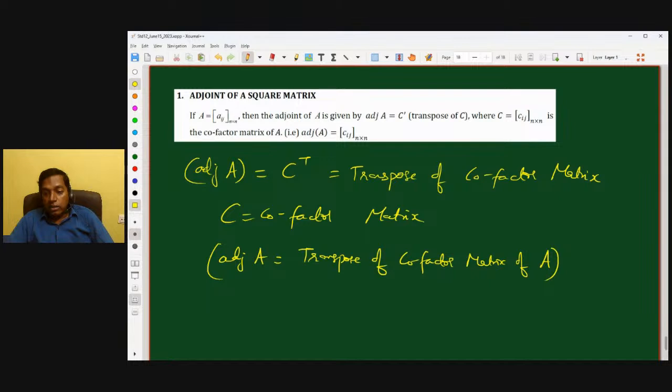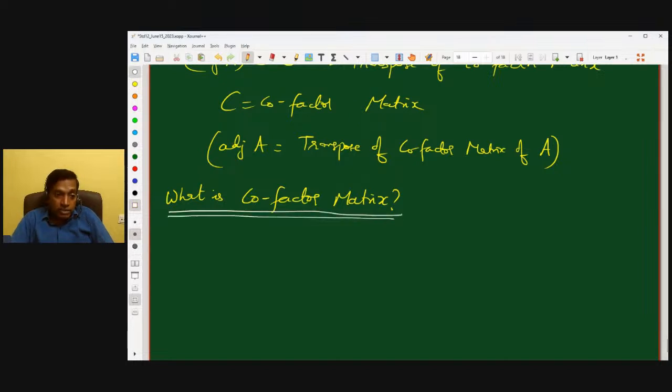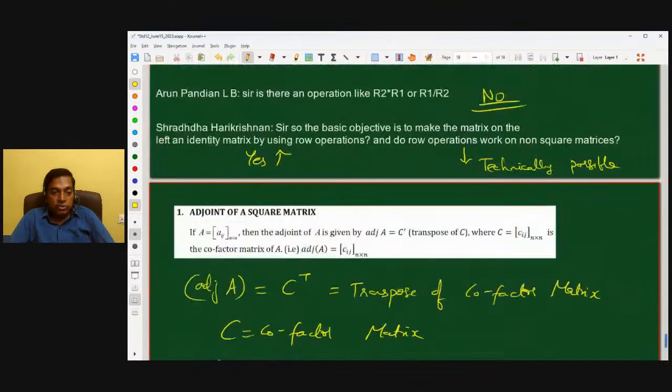Okay. What is the cofactor matrix? This is the first question. First of all, the cofactor matrix is a new matrix. So C is equal to Cij, n by n, where Cij is minus 1 power i plus j times Mij. What is this Mij? Mij is the determinant of the submatrix. It's also there in the theory. Element Cij is obtained by this thing.